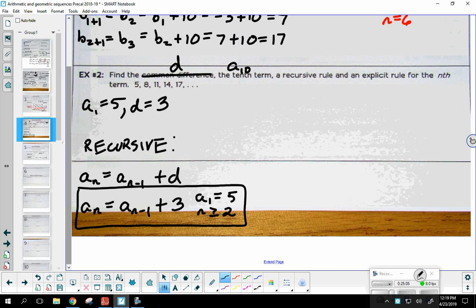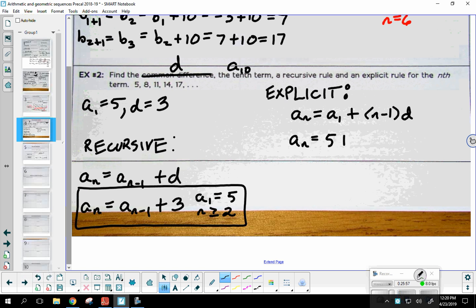Now for the explicit, we're going to do exactly what we just did a moment ago. We had a formula, the nth term equals, what was the formula again? I always forget. What term do I want to start with? A sub 1. And then I add n minus 1, and then we multiply that by the common difference d. So if I want to come up with an explicit formula, remember, I don't plug in for n. If I'm looking for the formula, don't plug in for n. What was the first term again? 5 plus n minus 1 times, what was d? 3.